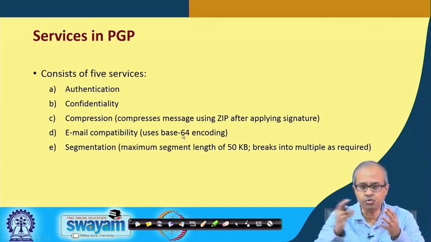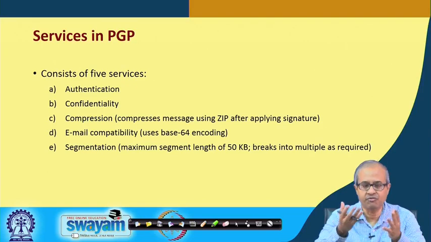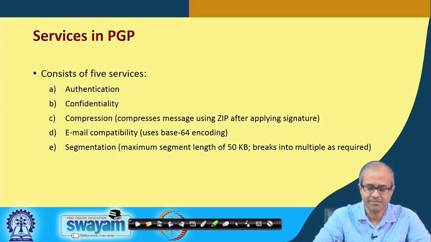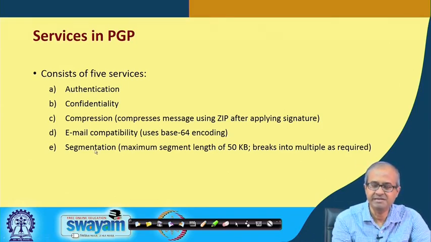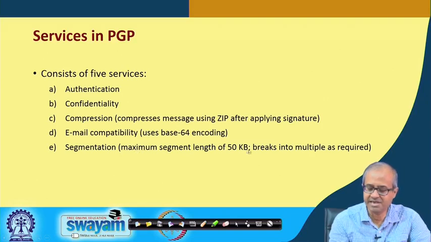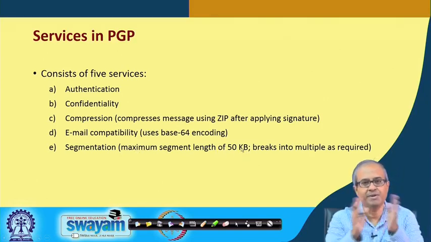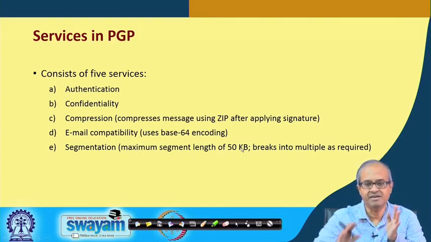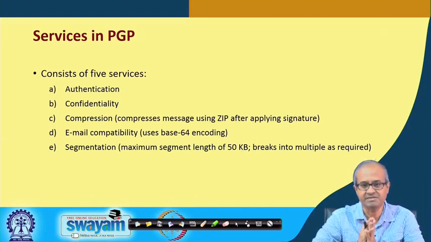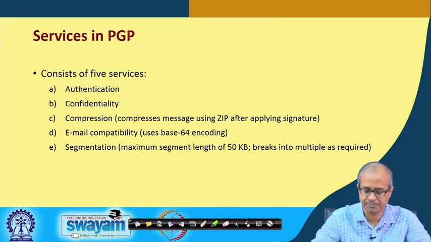Those of you who know about the SMTP protocol for electronic mails may know that all electronic mail attachments, whatever you are sending, are encoded in some form. This is called base 64 encoding. So, it is compatible with that. And segmentation means that if your message size is more than 50 kilobytes, it will break it up. Each chunk can be a maximum of 50 kilobytes. That is how it works.